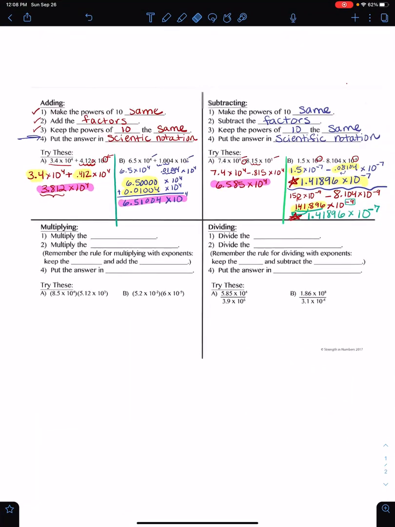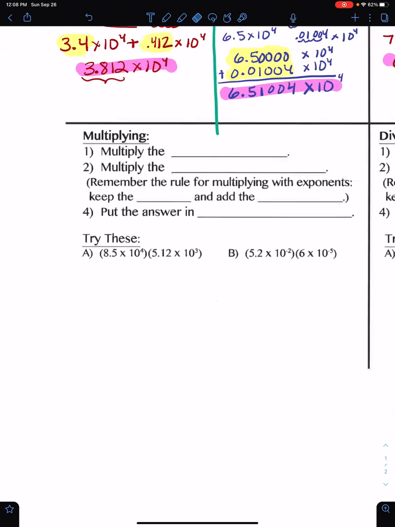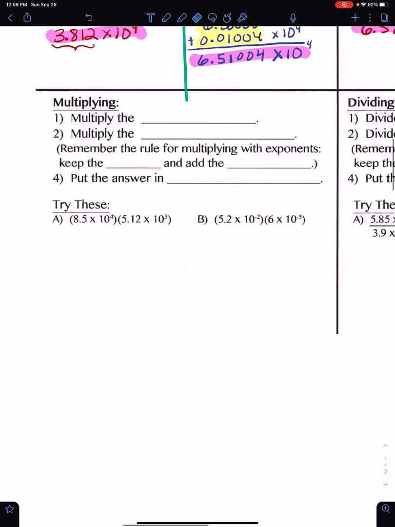All right, guys, we've already done adding and subtracting with scientific notation. Today we're doing multiplying and dividing. Like with other topics in math, multiplying and dividing is easier than adding and subtracting. It's true with fractions, it's true with integers, it's definitely true with scientific notation.